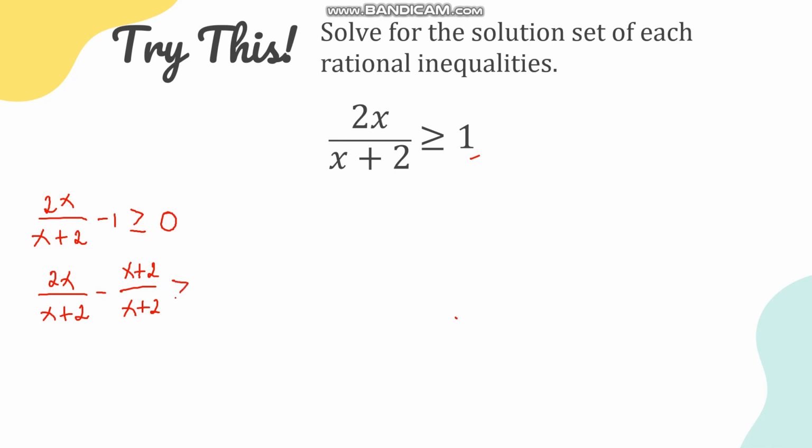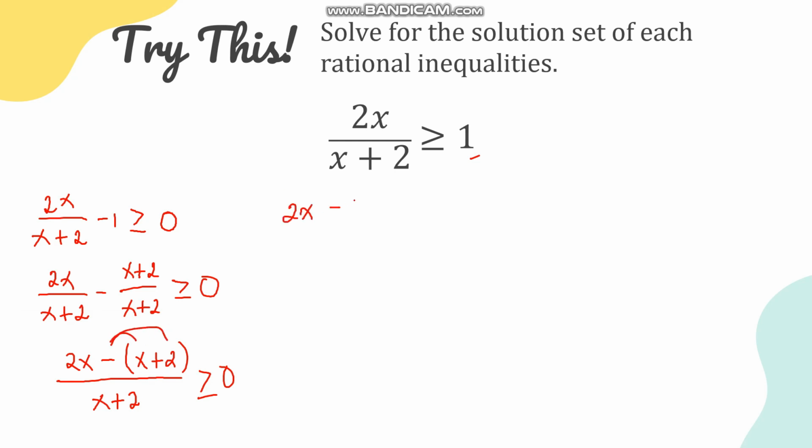So this is now greater than or equal to 0. So let's write them as a whole fraction. So we have 2x minus the expression x plus 2. So for this, you can distribute the negative symbol. So you have 2x minus x minus 2 over x plus 2. Simplify, we now have x minus 2 over x plus 2. So this will be now our rational inequality. Now let's identify the critical values.